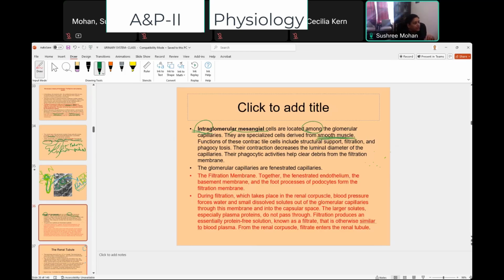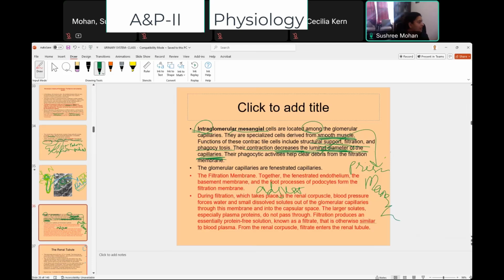Whenever you see smooth muscle, you would know that it's something to do with the diameter. So functions of these cells include support and filtration and phagocytosis, but more than anything else, their contraction decreases the diameter of the capillaries. So here comes pressure management. If they have to control the pressure, or try to adjust, the real word is not control, the real word would be adjust, then the diameter has to be altered, adjusted, changed.